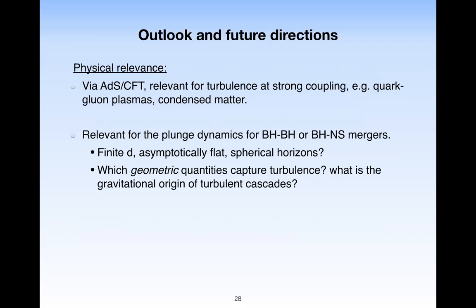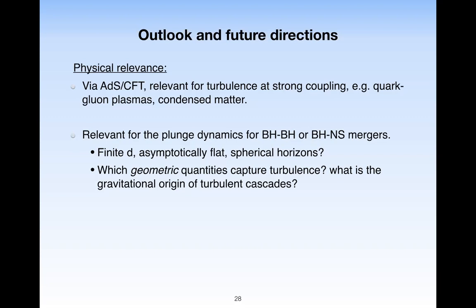So these sorts of simulations are important for strongly coupled matter, quark-gluon plasma, or certain condensed matter systems through the AdS/CFT correspondence. But they're also important, as I said in the motivation at the very beginning, for purely gravitational setups, and in particular for the plunge dynamics of black holes and neutron star mergers.